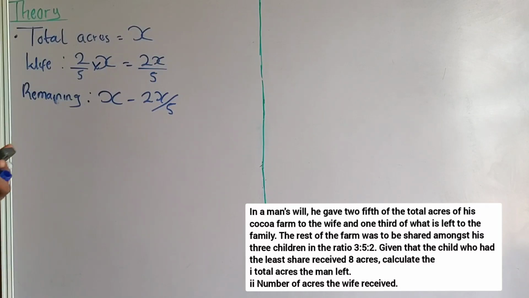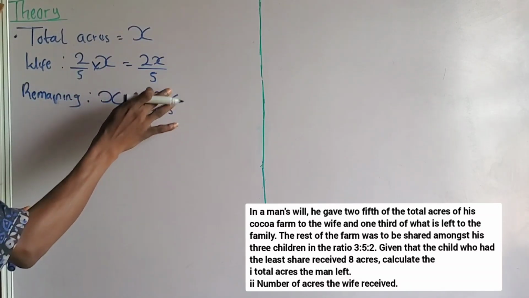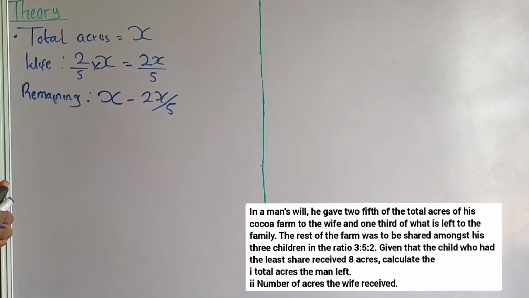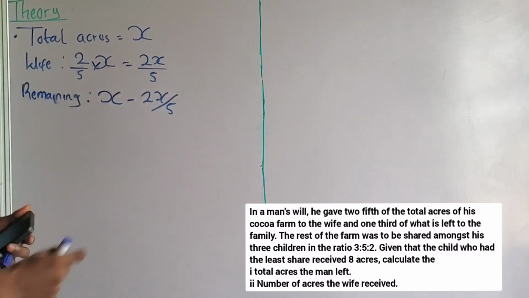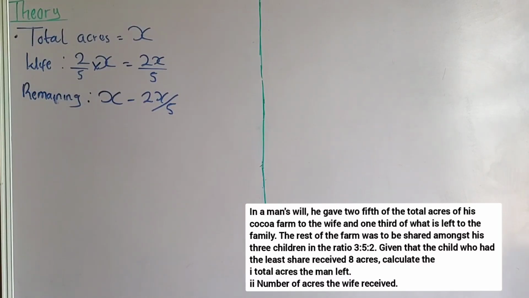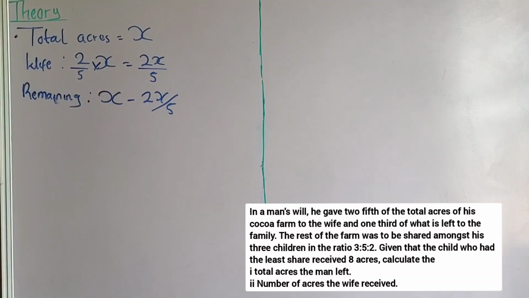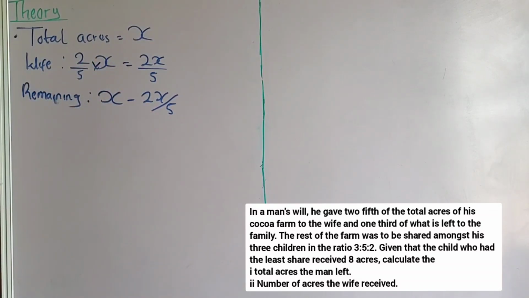Do you know? Because the question says he gave 1/3 of what is left. Now, what is left is the remaining acres of land. If he gave 2/5 of x to his wife, what is left is the total acres of land minus 2/5 of x. Do you understand? Listen to the explanation again. The man gave 2/5 of the total acres of land to the wife. That is 2x/5. Now, 1/3 of what is left, he gave to the family. What is left is the total acres of land minus what he gave to the wife, which is 2x/5. So x minus 2x/5 is the remaining acres of land.